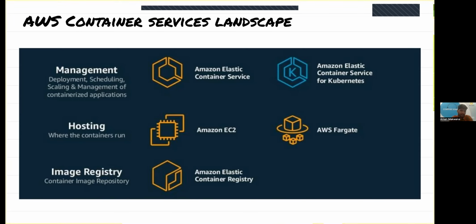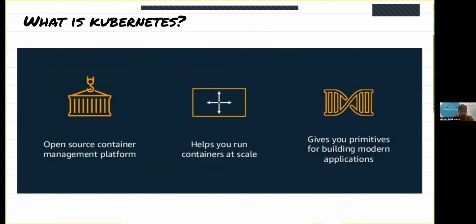Then hosting, where the containers run. From the AWS side, containers run on EC2 instances, which are nothing but servers, and they can also run on Fargate nodes, which is the serverless side. It also provides an image registry, where we can store all our images and interact with them. Coming to the next slide.